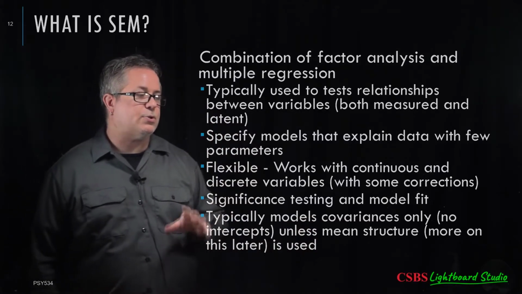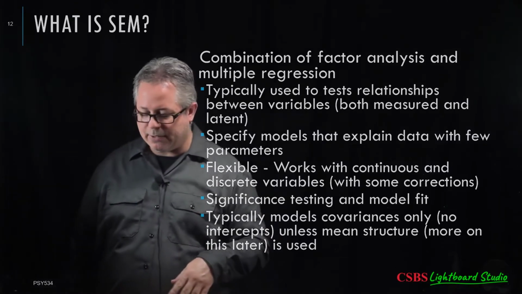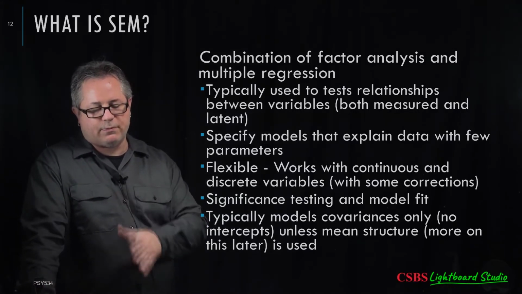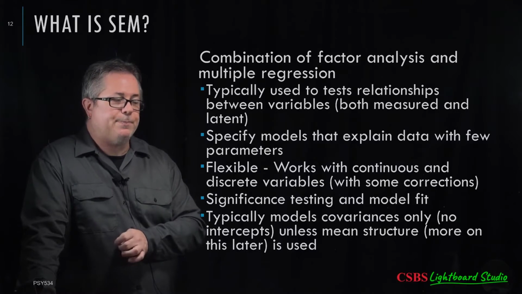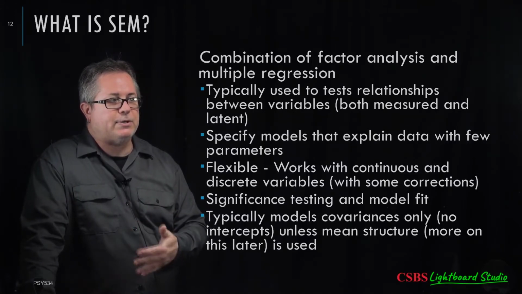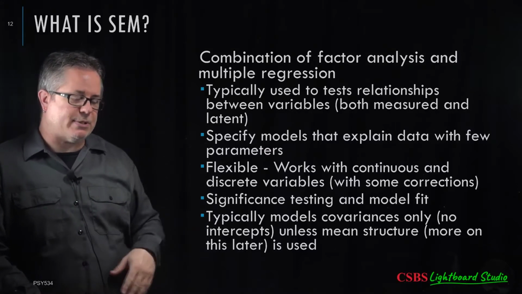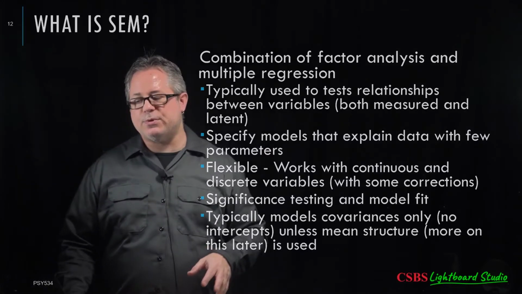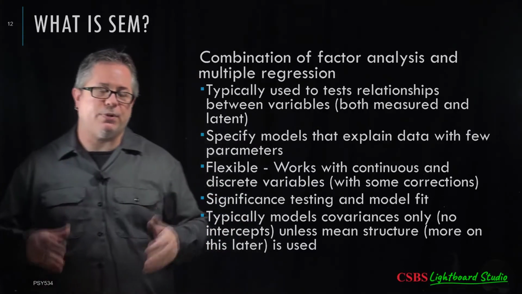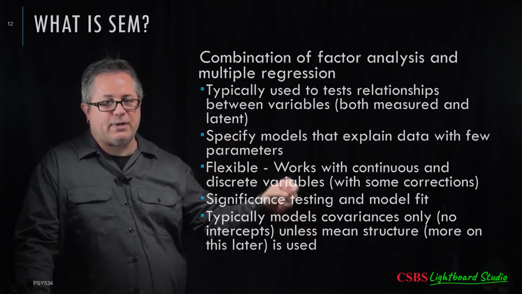Typically, SEM models covariances only. I say typically, depending on where you come from. I learned SEM via EQS, through Peter Bentler. In EQS, the assumption when you run a model is that you're going to run a covariance structure analysis, only modeling the covariances. Mplus, which I mentioned a second ago, makes the opposite assumption. It assumes you want the mean structure, which we'll talk about more later, that you don't just want covariances, you want the levels, the intercepts, the means as well, and you have to tell it not to do that.